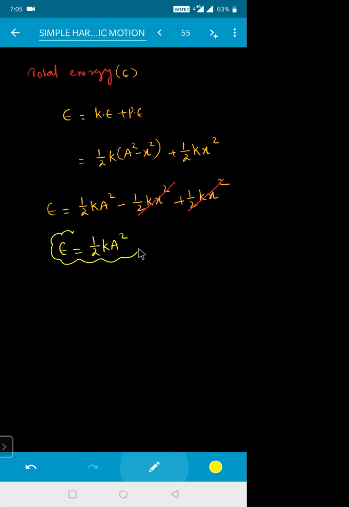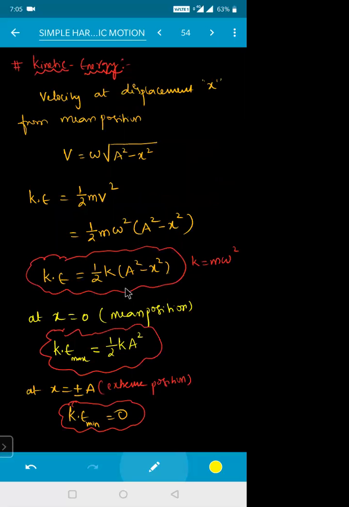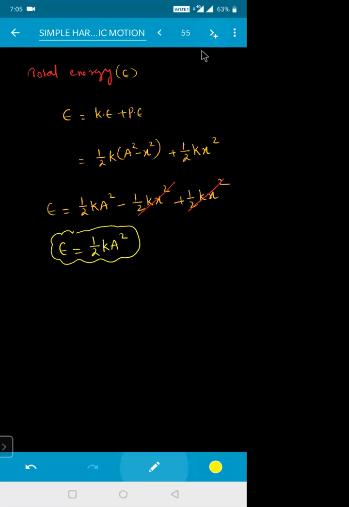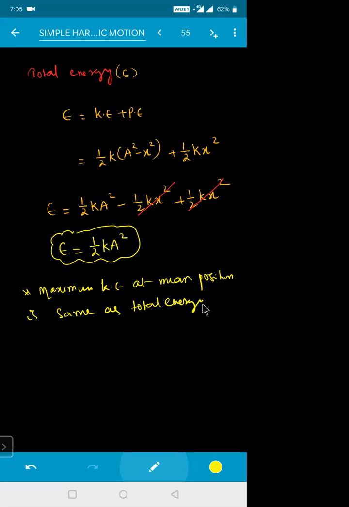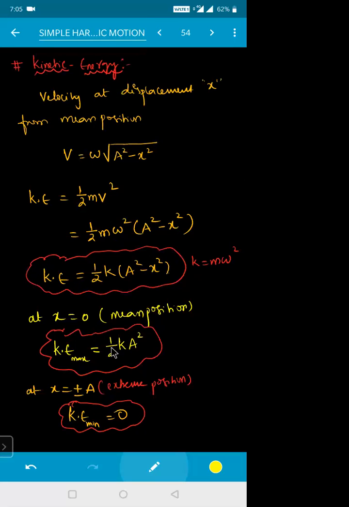Now look, the kinetic energy at the mean position is also how much for me? Same, half K. So I can say that the maximum kinetic energy at the mean position is the same as the total energy. This is half K into A square, and the maximum kinetic energy is also half into K into A square, at your mean position.